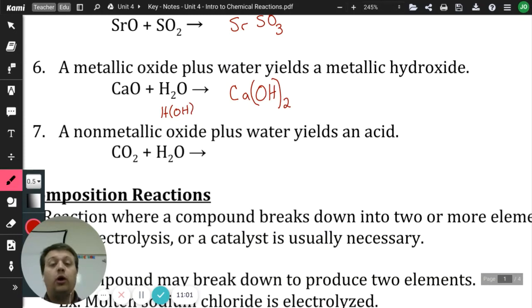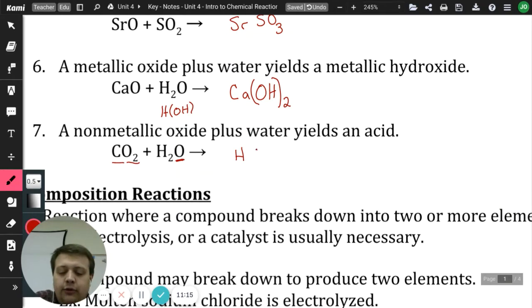Okay, so what do all acids start with? Well, hydrogen. Okay, and I've got CO2 and an oxygen there. So I'm going to produce CO3. Then I need to cancel out my charges. I've got hydrogen, which has a +1 charge. I've got carbonate here, which has a -2 charge. So it would be H2CO3. So that would be my acid. So I took carbon dioxide, that non-metallic oxide, plus water, and I produced carbonic acid.